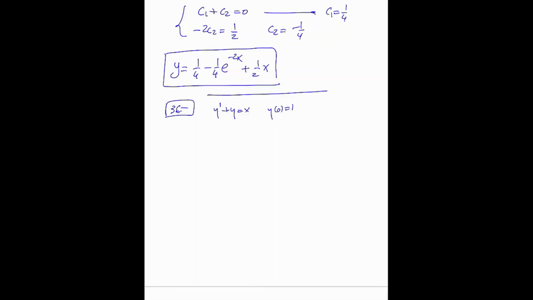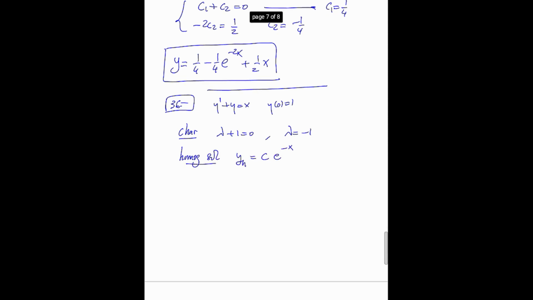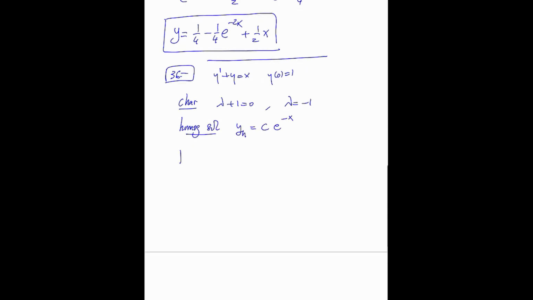Linear differential equation of degree 1, non-homogeneous. The characteristic equation is lambda plus 1 equals 0, or lambda equals minus 1. Then the fundamental solution, there is only one, so the general solution of the homogeneous part is yh equal to a constant times e to the minus x. Now let's go for the particular part.